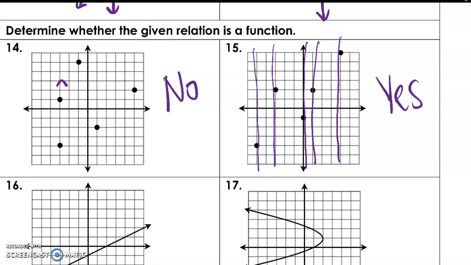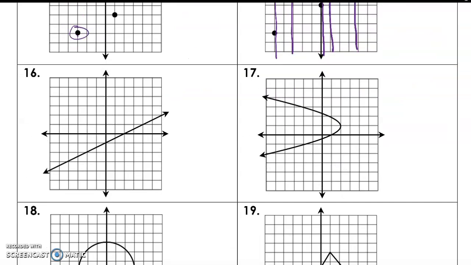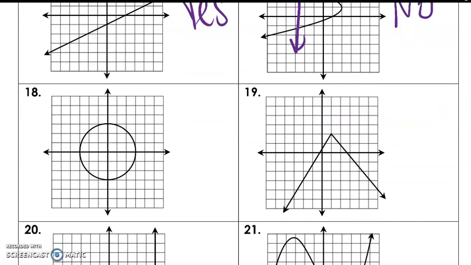If we go back here, this ordered pair would be -3, 1. This ordered pair would be -3, -4. So if you listed them out, -3 would be going to two different numbers. So that's why the vertical line doesn't work. 16 is just a regular line, so that is a function. 17, there's lots of places that you can draw your vertical line, and it passes through more than once, so that is a no. 18 is a circle, so we already drew that one up there, but that's also a no.